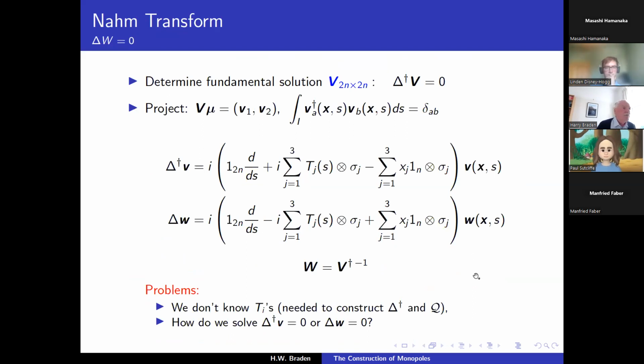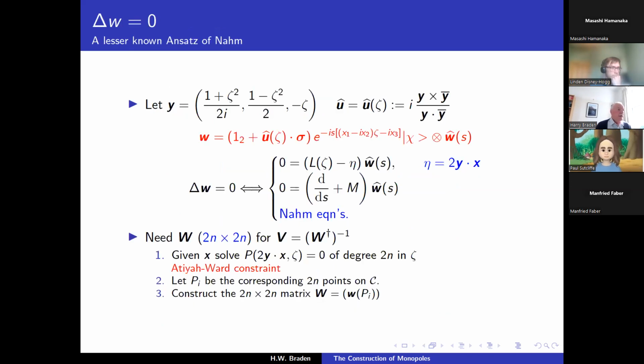So our approach, as I've told you and am just reminding you here, is we wish to solve delta dagger V. I'll combine that into a matrix of the fundamental solutions. We wish to get the normalizable solutions, but we have a problem. If I just give you the curve, you don't yet know what the t's are, so you don't know how to construct delta dagger, and hence, how do we solve delta dagger V equals 0? Now, here we come to another, what I refer to as a lesser known ansatz of Nahm.